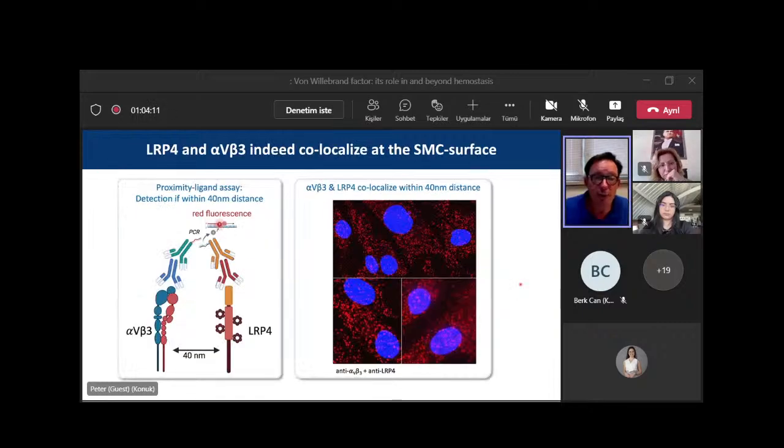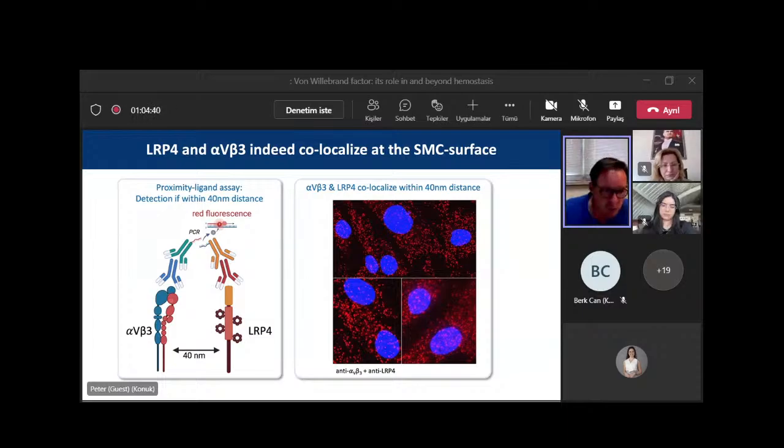Do LRP4 and alpha V beta 3 indeed localize at the smooth muscle cell surface, which is a requirement if one binds VWF and relays a signal to the other one to induce proliferation? For that we used what we call a proximity ligation assay, which allows the detection of two molecules being together within a range of 40 nanometers.